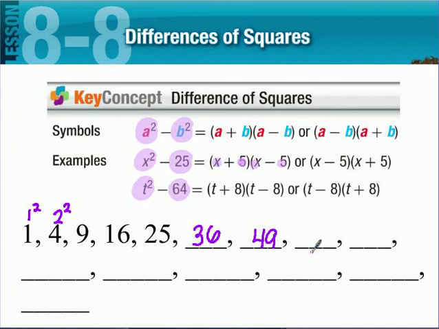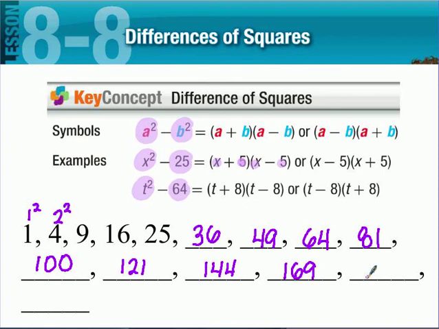Next, 64. What's after 64? 81. Then 100. 121. 144. 169. 196. One of the things about these is they actually flip-flop. And then 15 squared is 225.